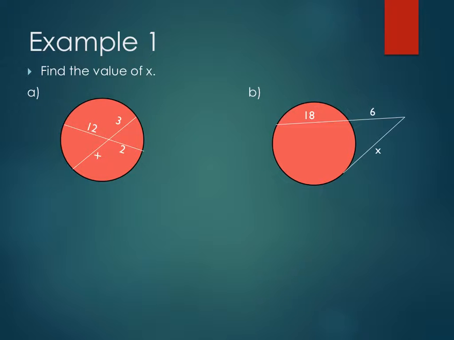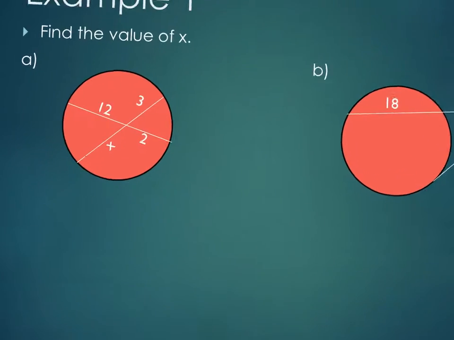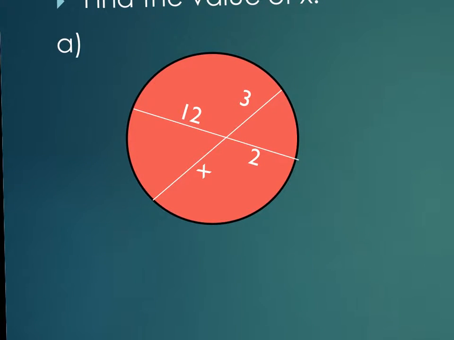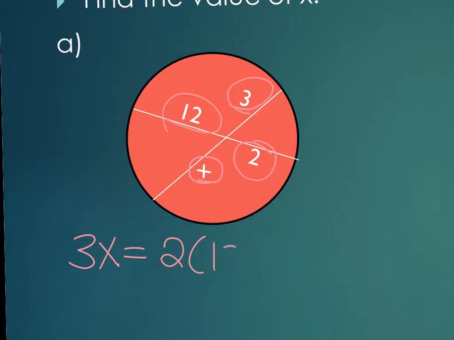So Example 1 says find the value of x. What kind of segments are those? Those are two chords, right? So I use the products of the chords. I would do x times 3 equals 2 times 12. 3x would equal 24, and x would equal 8.